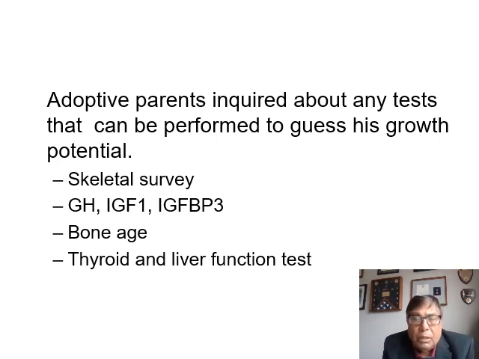Or thyroid or liver function test? The answer will be your bone age. Because if the bone age is significantly behind, then the chances are he may have constitutional delay of growth. If the bone age is identical with the chronological age, then most likely the parents were or are also short. So bone age is the best test.